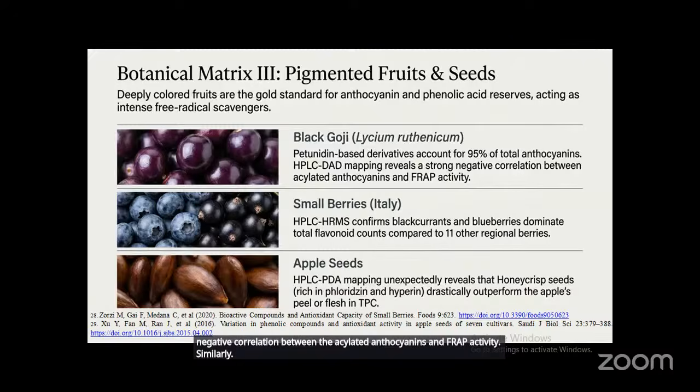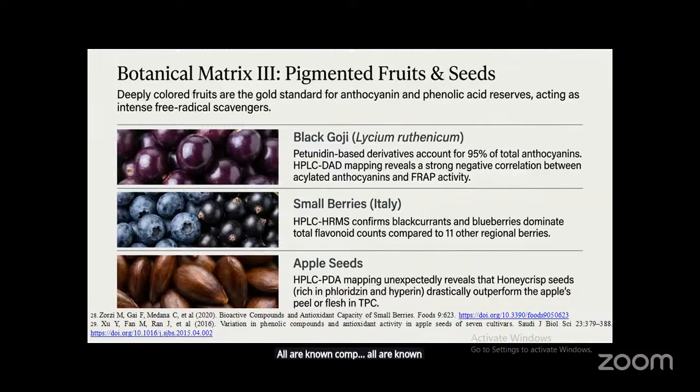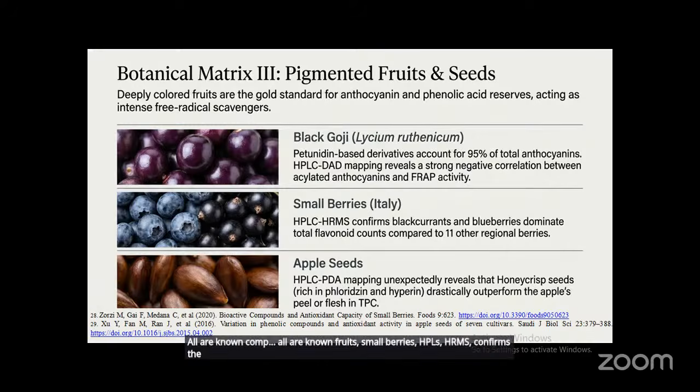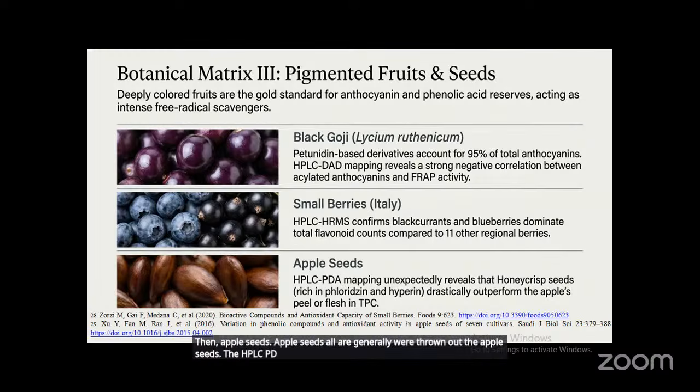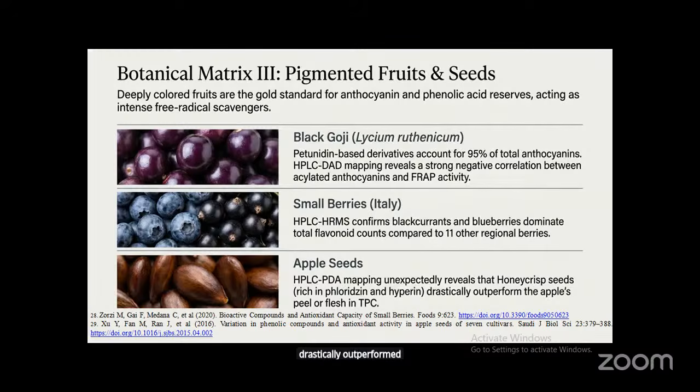Similarly, with small berries, HPLC-HRMS confirms that black currants and blueberries dominate total flavonoid counts compared to 11 other regional berries. Then apple seeds. Generally we throw out the apple seeds. The HPLC-PDA mapping unexpectedly reveals that Honeycrisp seeds rich in phloridzin and hesperidin drastically outperform the apple's peel or flesh in total phenolic content.